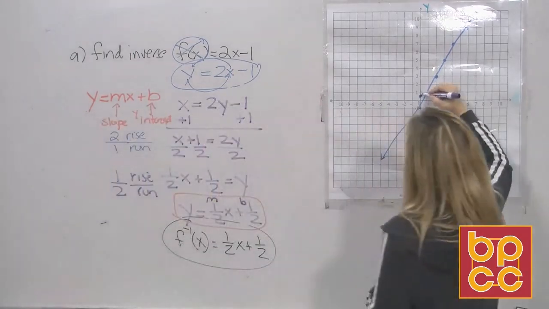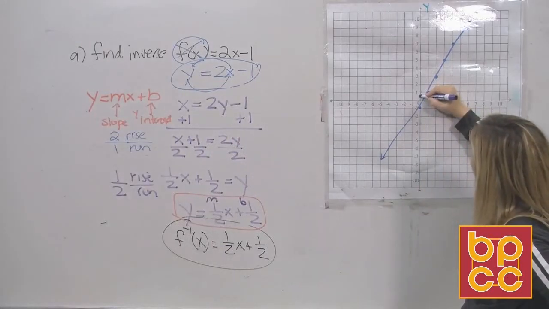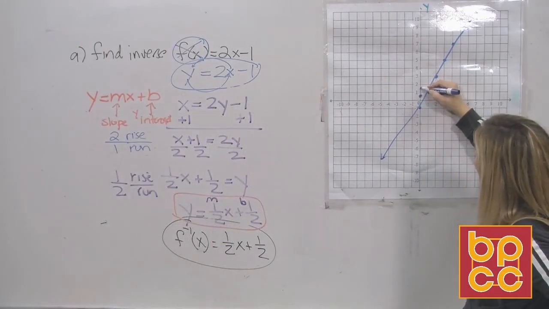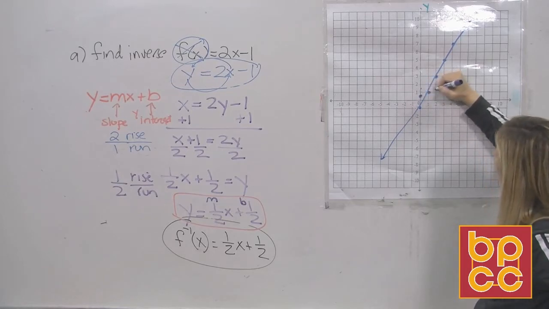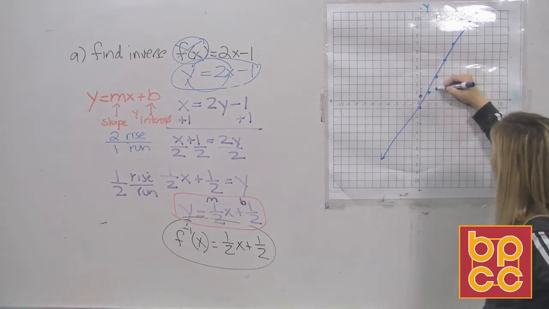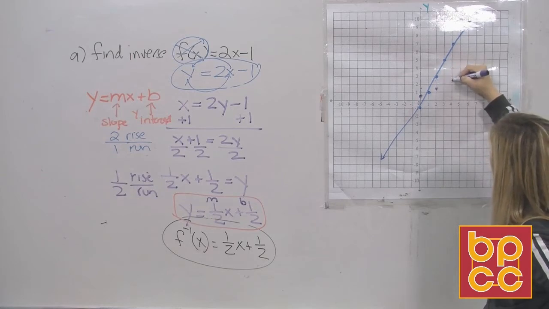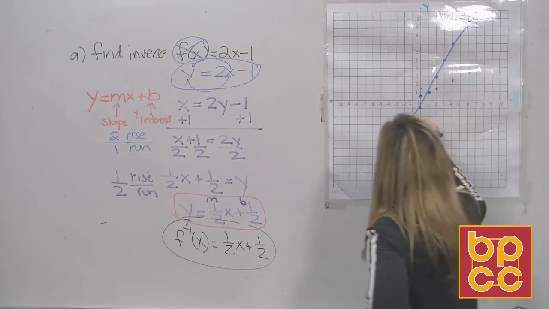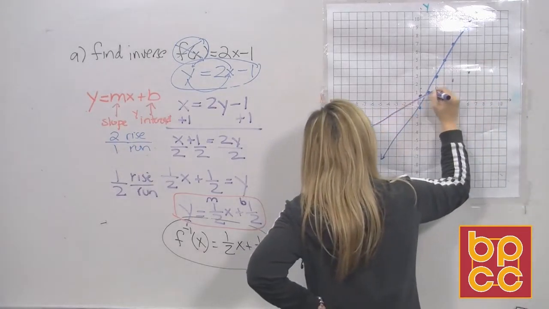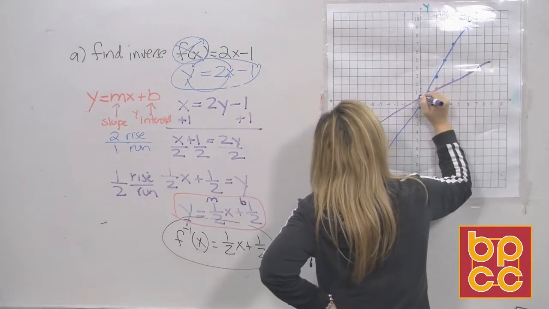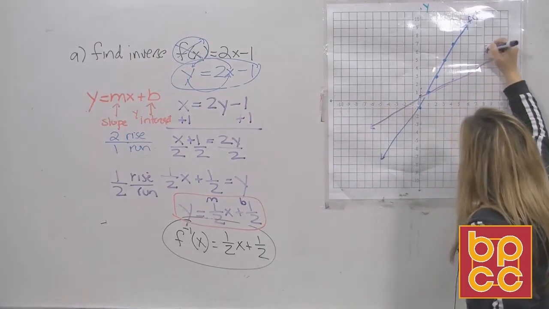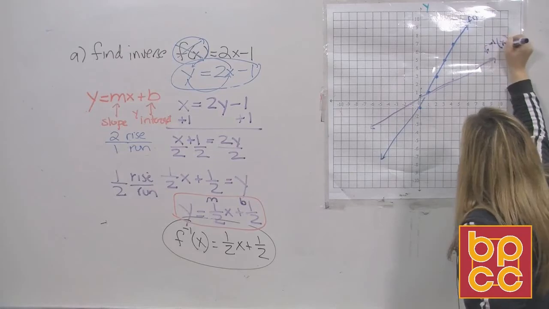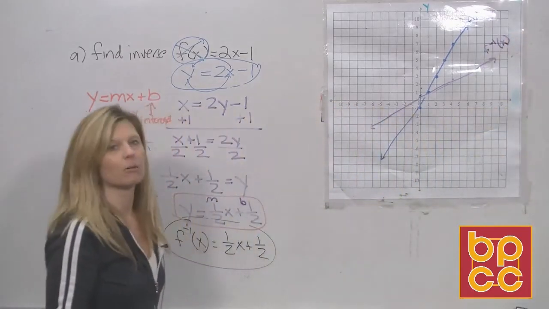So here I'm at 1/2. I'm going to go up 1. So if I'm in the middle of a box and I go up 1, I'm still in the middle. Now I'm going to run 2 to the right. 1, 2, put my point. I'm going to do it again. Rise 1, run 2. And now I'm going to make my other diagonal line. And I'm going to name this one f inverse of x, f negative 1 of x, because that's my inverse.